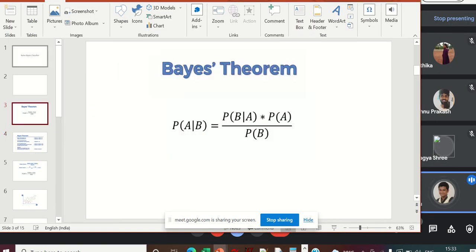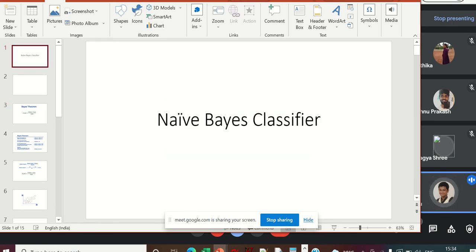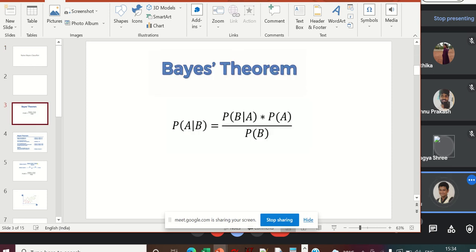Now a new algorithm inside classification. Inside classification there is the concept of the Naive Bayes classifier. It works on the Bayes theorem formula. What is that? P of A given B is equal to P of B given A into P of A, divided by P of B. So what are A given B, B given A, and P of A and P of B?